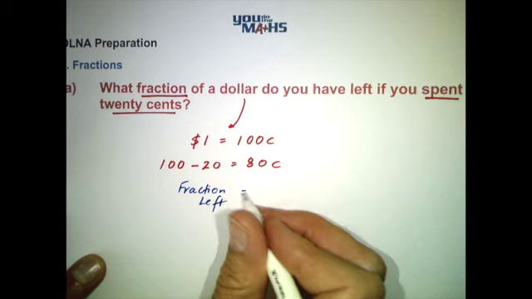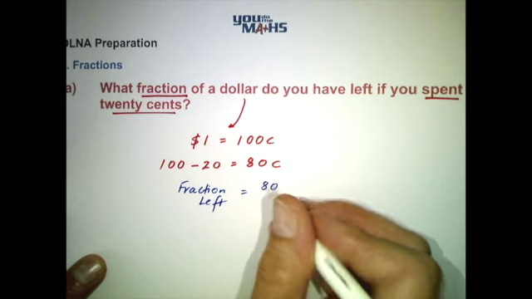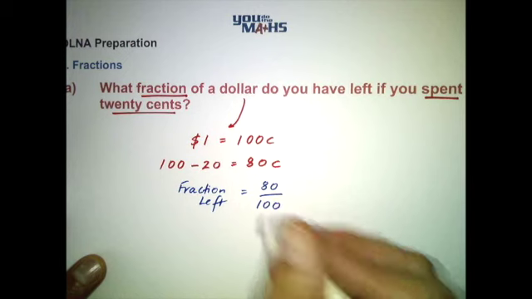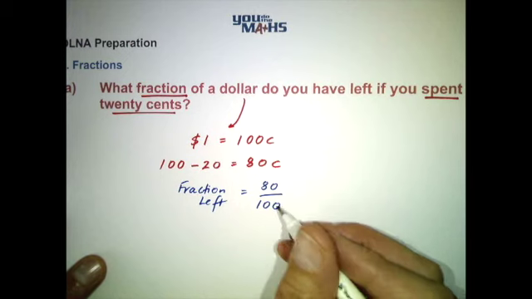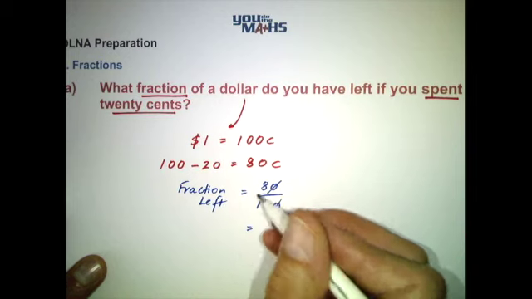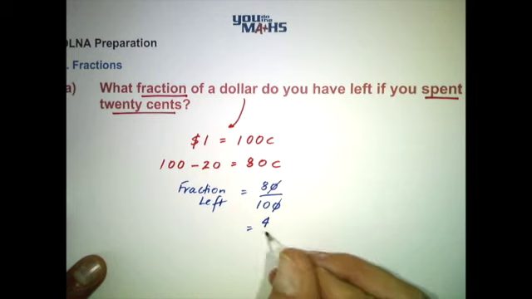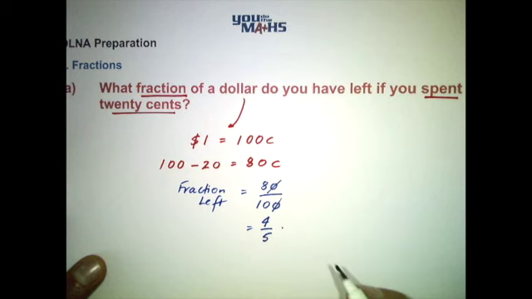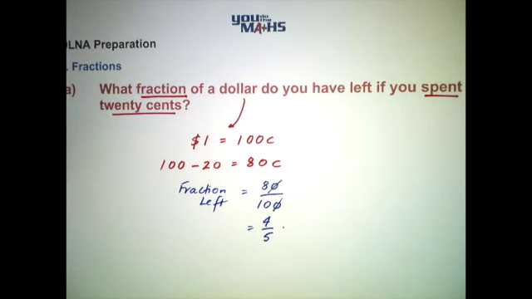So the fraction left is equal to 80 over 100. Now that can be simplified because when dividing by 100 we can cross off matching zeros at the end of the number. Also 2 goes into 8 4 times and 2 goes into 10 5 times. And that's the simplest fraction. So the fraction we have left out of $1 is 4/5.